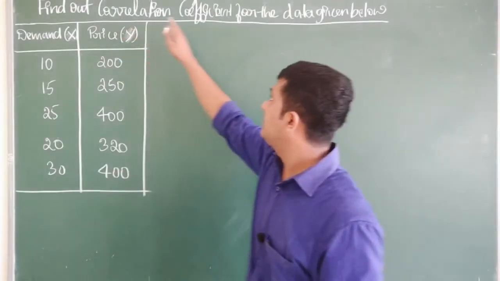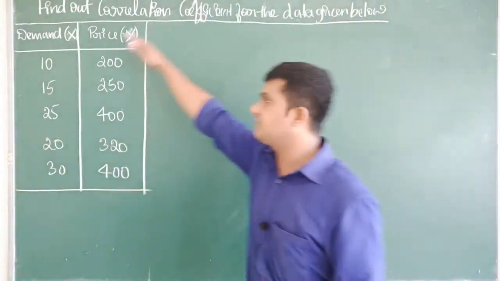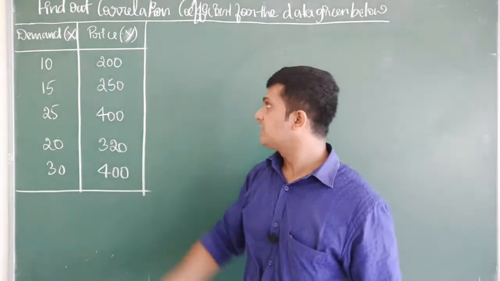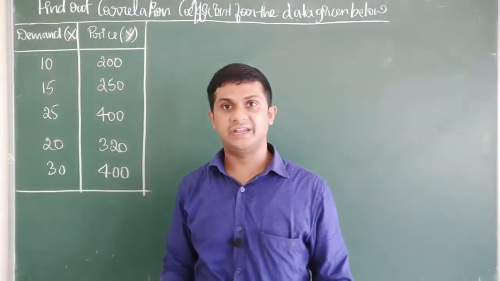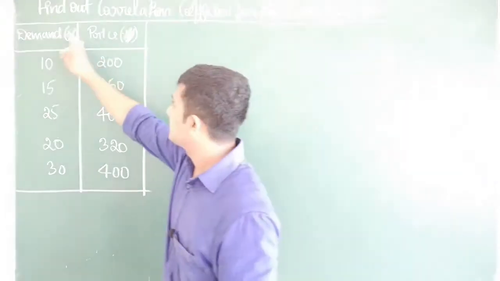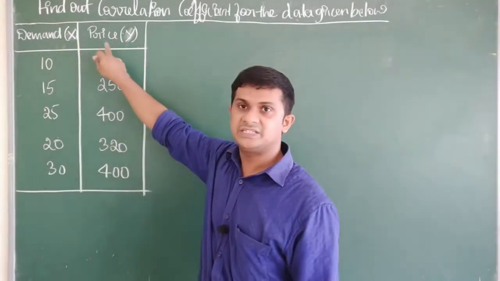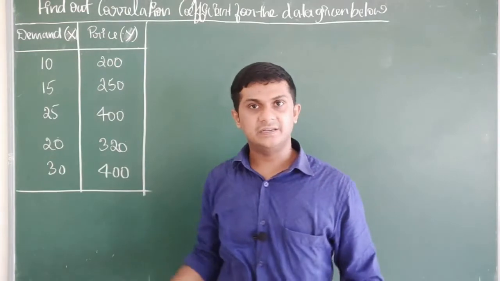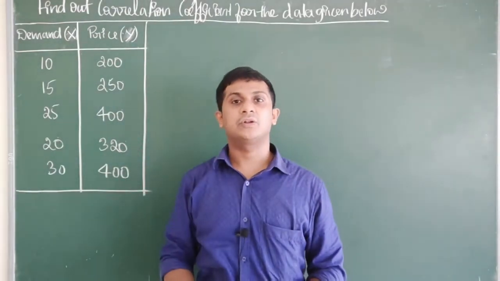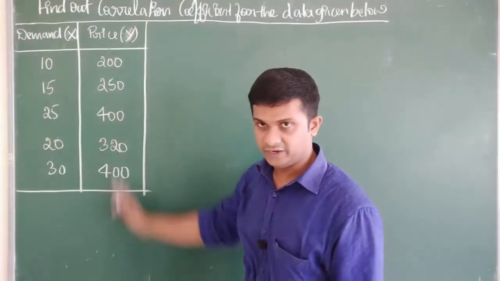Here they have given: find out the correlation coefficient for the data given below. Let us look at the data, the information which they have given. They have given variable x, which is demand, and variable y, which is price. So for this data of demand and price, we need to calculate the correlation coefficient. They have given x values, and they have given y values.